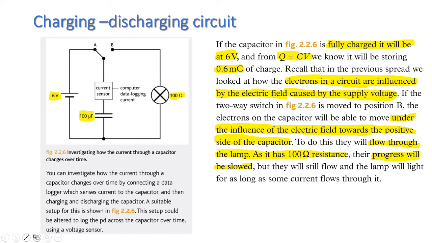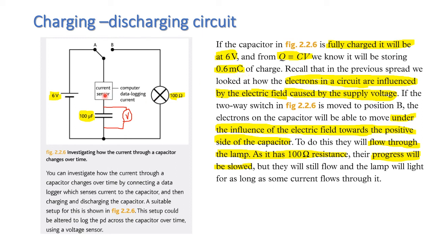If you want to see how the voltage also varies, you can add a voltmeter or voltage sensor parallel to the capacitor. If the capacitor is fully charged, it will charge up to 6 volt. We have learned that in the capacitor basics, and from the equation Q equals CV, we can calculate how much charge is there. If you go to this example, you will get 0.6 millicoulomb charge.